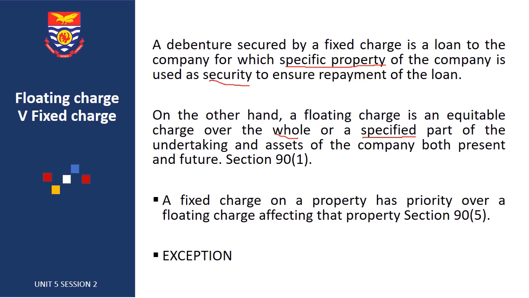The exception to the rule that a fixed charge will always have priority over a floating charge is where the fixed charge was created first, and there's a prohibition clause in the agreement that the company should not use that asset to create any charge that will have priority over that floating charge, and the third party who is giving the second loan is aware of this by actual notice. Then the floating charge holder will have priority over the fixed charge.